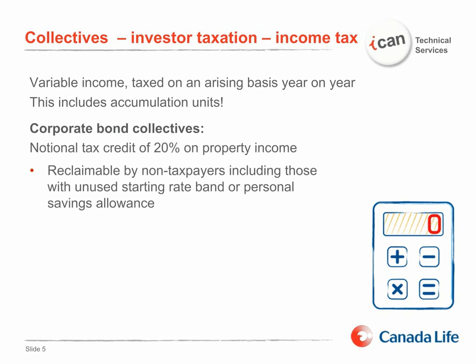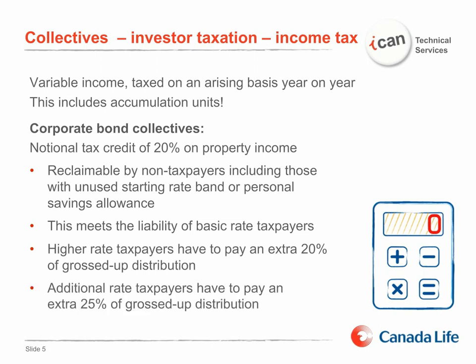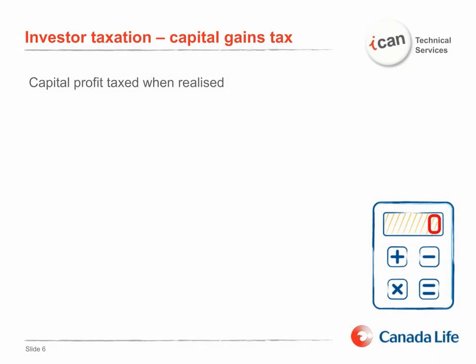The 20% notional tax credit deducted at source does meet the liability of basic rate taxpayers. However, higher rate taxpayers have to pay an extra 20% of the grossed up distribution, and additional rate taxpayers have to pay an additional 25% of that grossed up distribution.